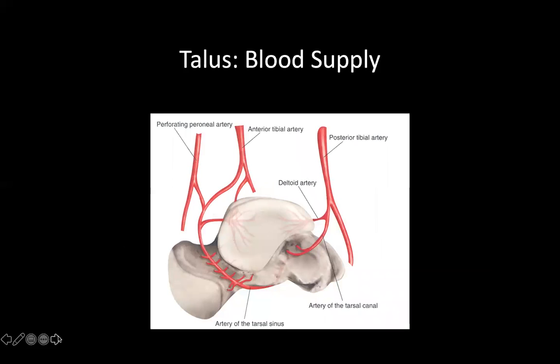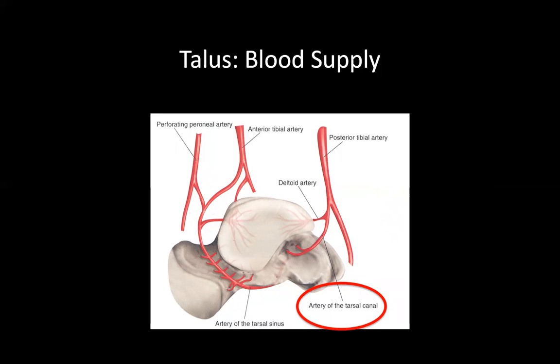We talked a bit about blood supply already. You really have to understand how important this is. There's really blood supply to the talus from all three major vessels that supply the foot. But the most important blood supply comes from posteriorly. At least the most important blood supply to the talar body comes from the posterior tibial artery.